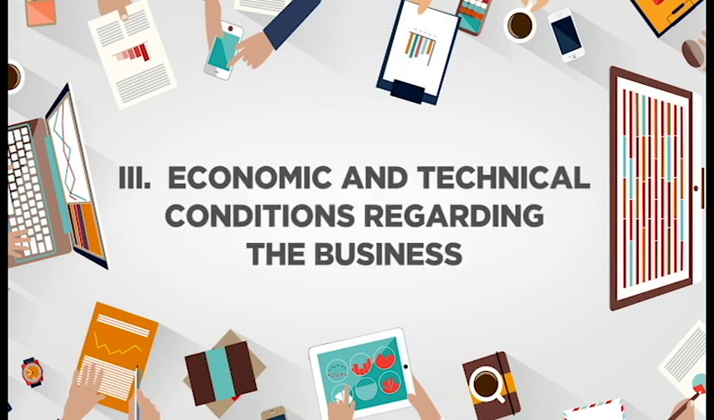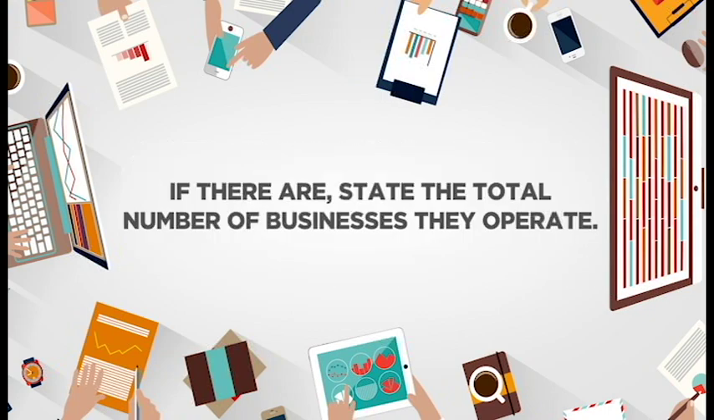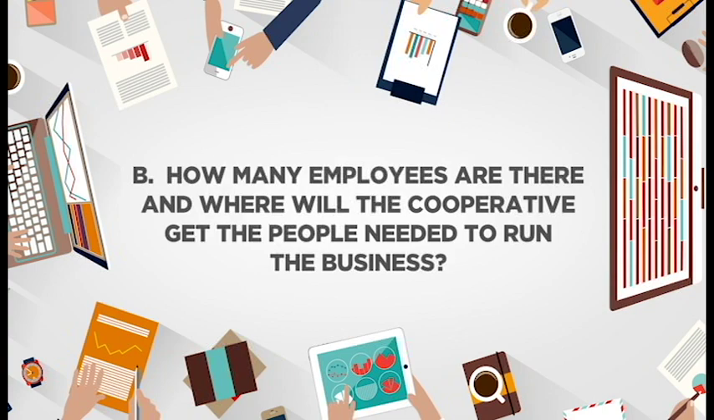Part 3, economic and technical conditions regarding the business, which will answer these questions. Are there other organizations like your cooperative in your proposed area that offer the same products and services your cooperative will be offering? If there are, state the total number of businesses they operate. How many employees are there, and where will the cooperatives get the people needed to run the business?